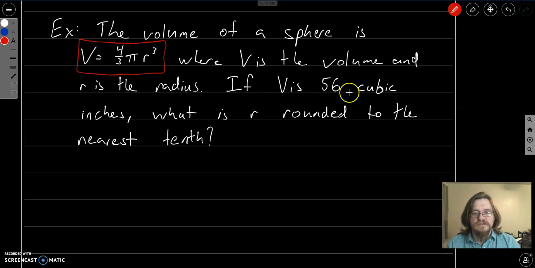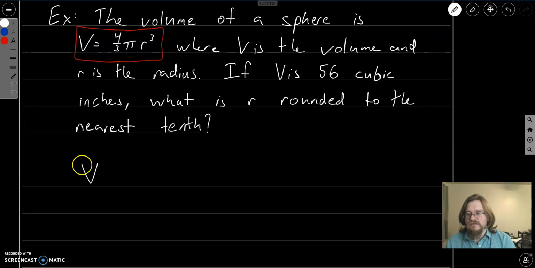So we're told that V is 56 cubic inches, and then we want to know what the radius is. So we're told the volume of the sphere, and we want to figure out, well, what's the size, essentially the length of the sphere. So to begin with, I want to write down the formula, except that we know that V is going to be 56. So we'll just replace that in there. So 56 is going to be 4/3 pi r cubed.